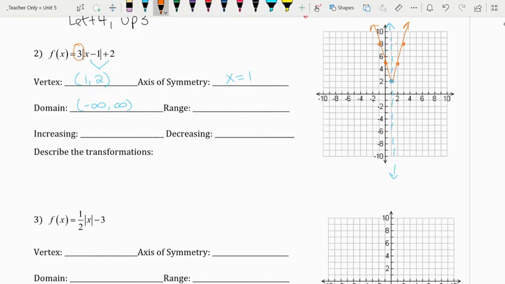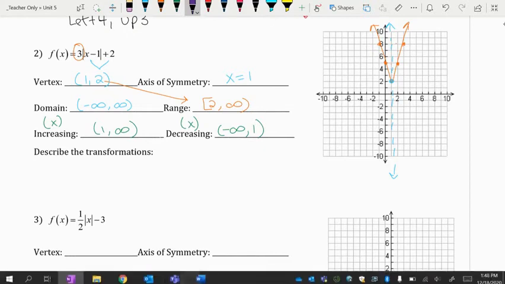This time our range, our lowest, is at 2. Notice how it always matches our y value here. And our highest is infinity. Again, increasing and decreasing are x values and parentheses. From the left, we are going down. So from negative infinity to our axis of symmetry, which is at 1, we are decreasing, which means the rest of it we are increasing. That would be from 1 to infinity.